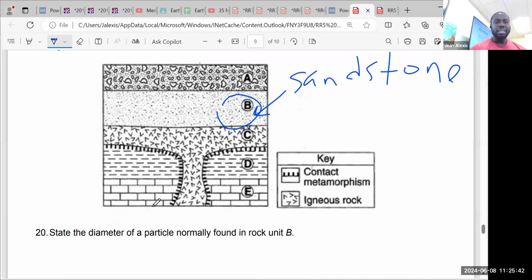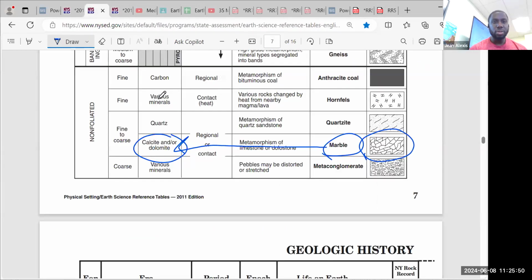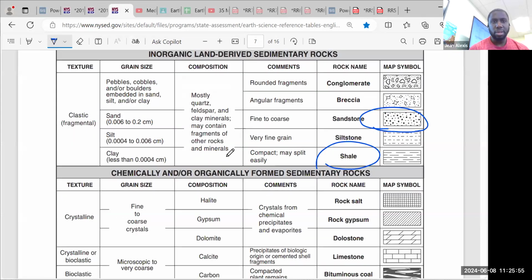All right. Now it says state the diameter of a particle normally found in rock unit B. Then from there, all I gotta do is go to sandstone. Here we go. And I gotta go to grain size. And so it says the diameter is anywhere from 0.006 to 0.02 centimeters. That's the diameter of the particles that's in sandstone.